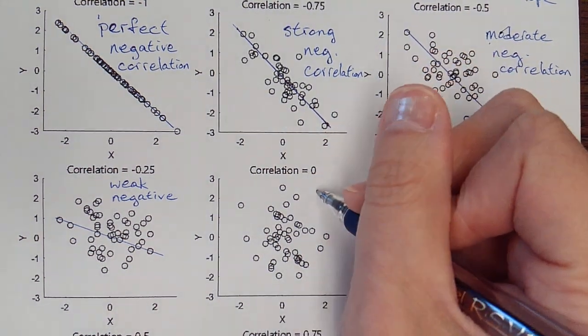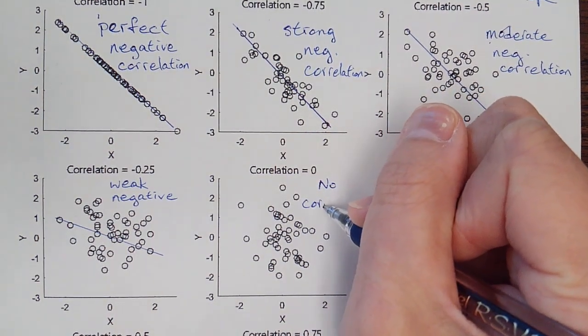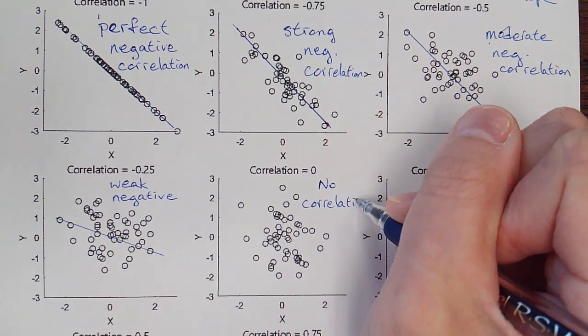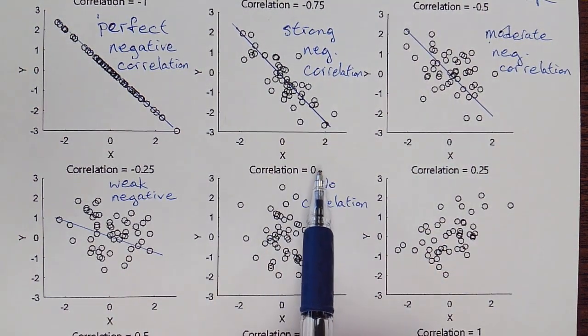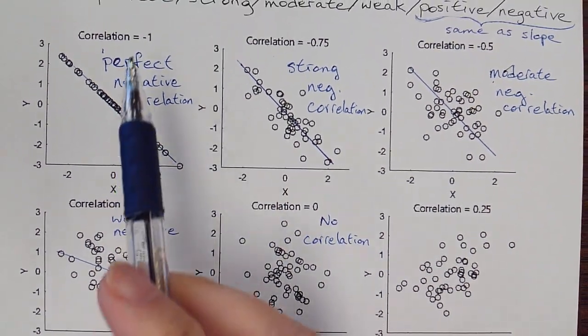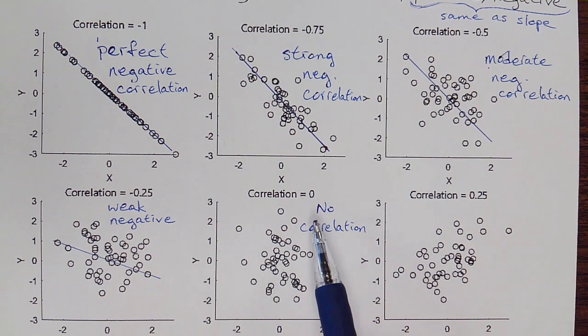No correlation. Excellent. So this one has just no correlation. It's not even weak, it's just no. When it's 0, that means no. When it's 1, that means every single point is on the line. When it's 0, that means I can't draw a line.